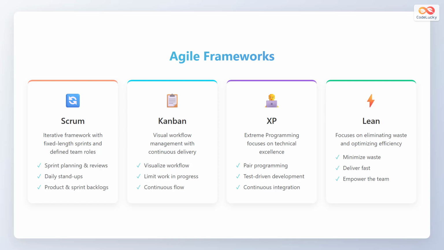Kanban is a visual workflow management method with continuous delivery that visualizes the workflow, limits work in progress, and maintains a continuous flow. Extreme programming focuses on technical excellence through pair programming, test-driven development, and continuous integration. Finally, Lean focuses on eliminating waste and optimizing efficiency to minimize waste, deliver quickly, and empower the team.